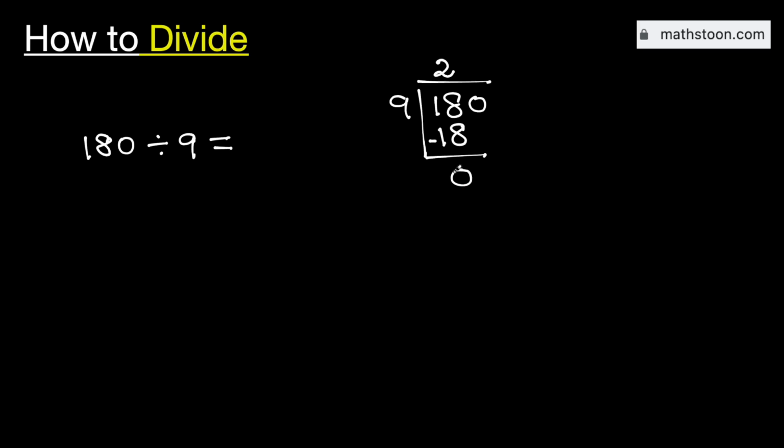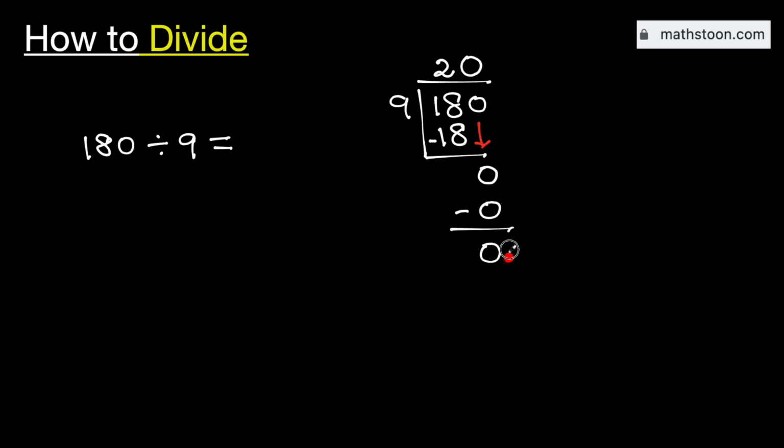Now this 0 is less than 9, that is why we will bring down this number 0 here. Now see that this is the number 0, so we can remove one 0. And again we know that 9 times 0 is equal to 0. Subtract, we get a 0.